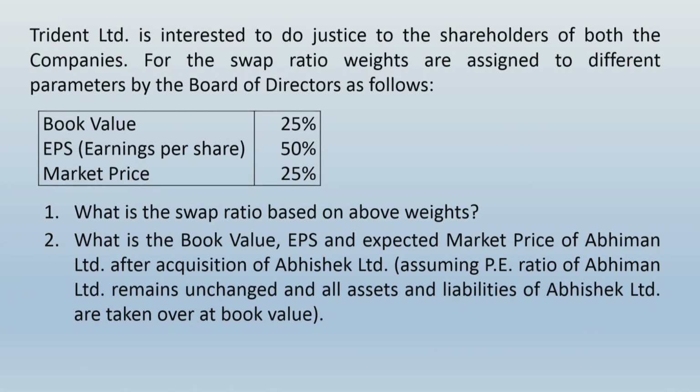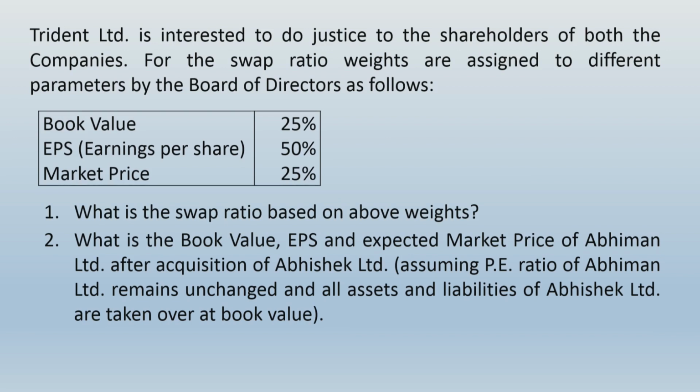For the swap ratio, weights are assigned to different parameters by board of directors as follows: book value 25%, EPS 50%, and market price 25%. What is the swap ratio based on the above weights? What is the book value, EPS, and expected market price of Abhiman Limited after acquisition of Abhishek Limited?